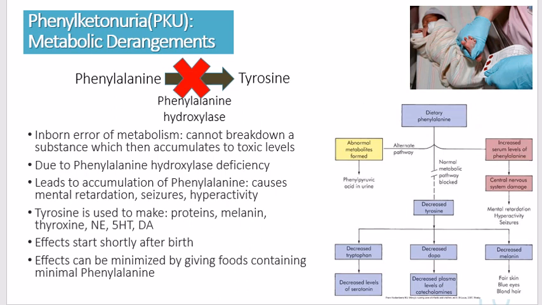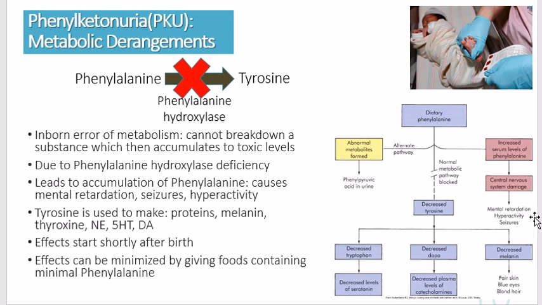But there's also the effect of increased levels of this phenylalanine within the body. What it can do is damage the central nervous system, so the accumulation of phenylalanine has a much greater effect. And it can lead to issues such as mental retardation, seizures, hyperactivity, if it's not dealt with early.